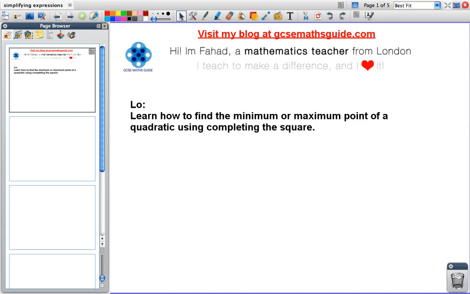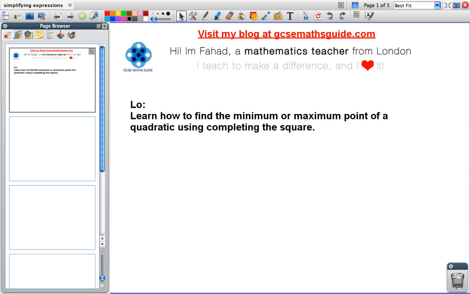Today we're going to see how to find the minimum or the maximum points of a quadratic using completing the square. Before watching this video, I highly suggest that you watch the other two videos on completing the square to help you out.